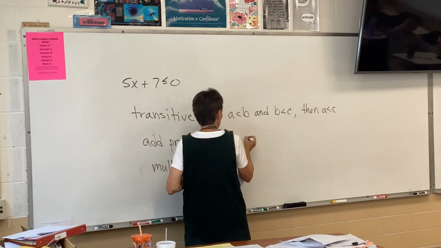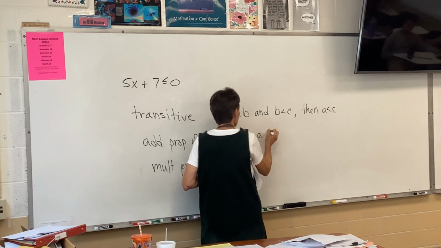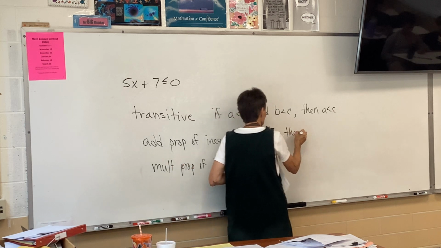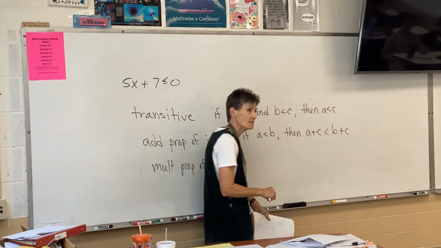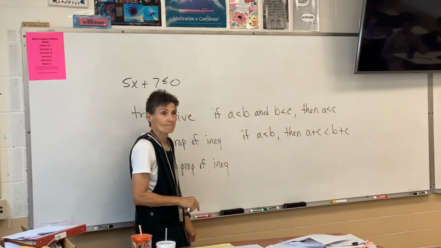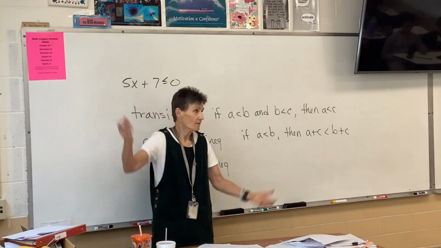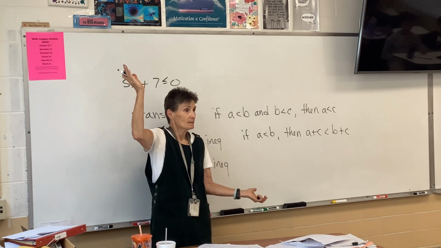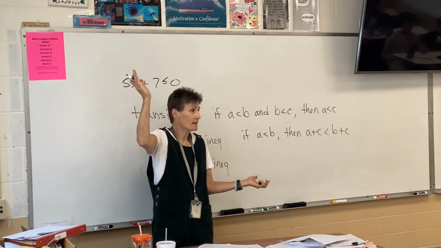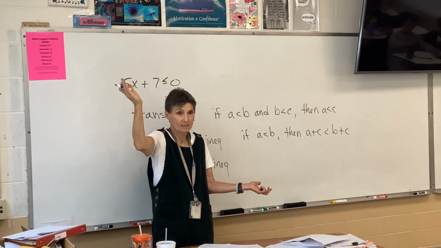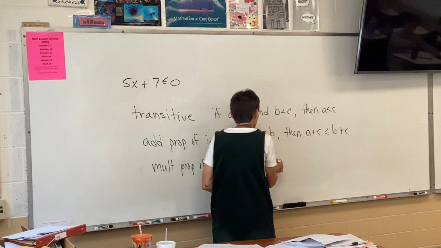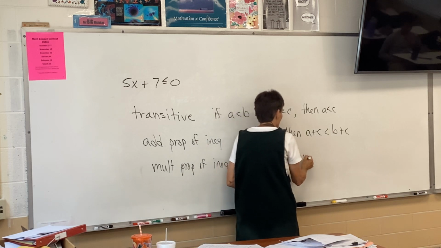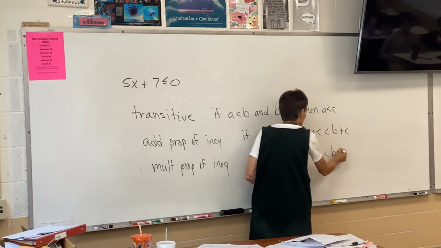The addition property says if A is less than B, then A plus C is less than B plus C. Does that make sense to you? Yeah. If I'm already out of balance and you put the same weight on both hands, I'm going to stay just like I am. How about if A is less than B, then AC is less than BC?